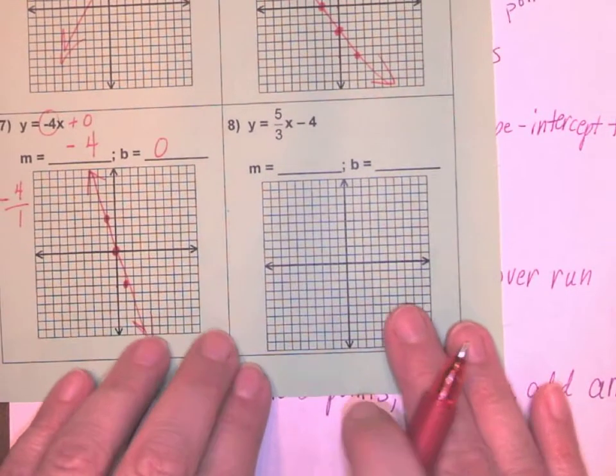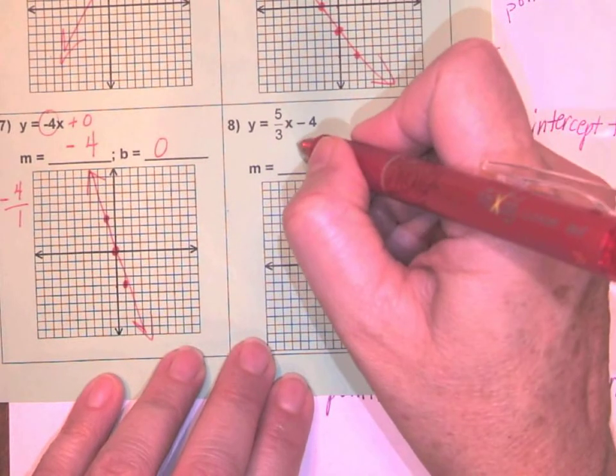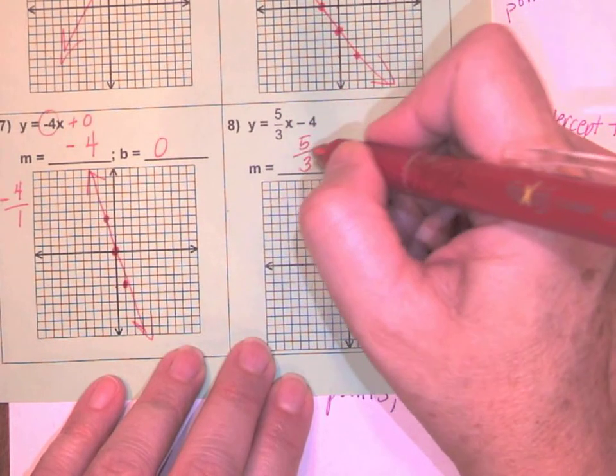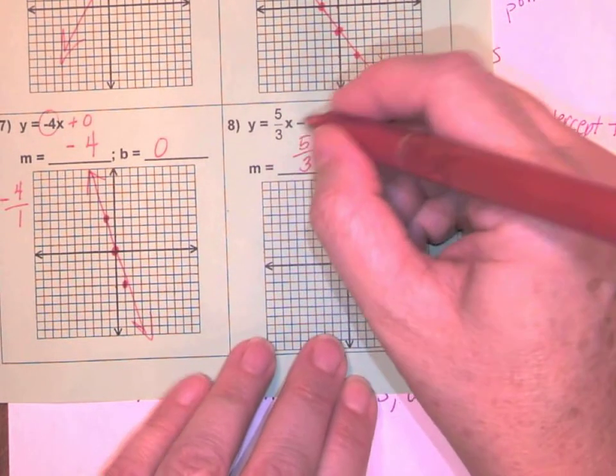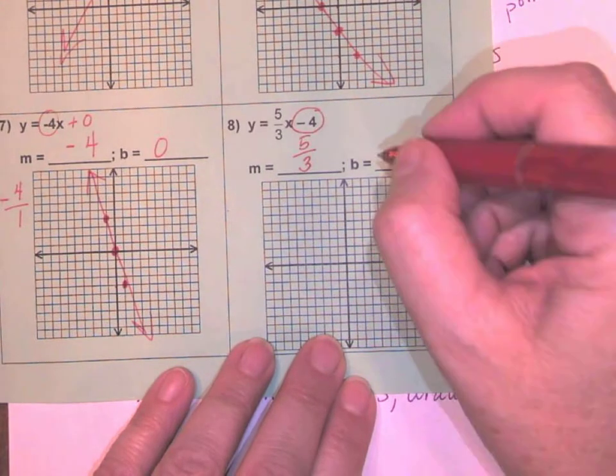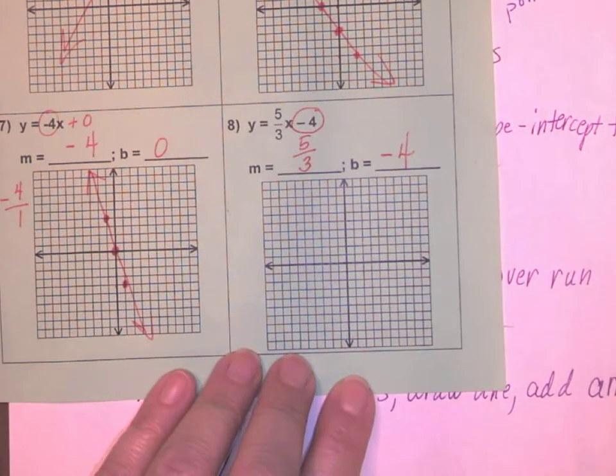Now let's go to the last one. It is in slope-intercept form. My slope's attached to the x, so my slope is 5/3. Don't forget that that minus actually attaches itself to the 4, making it negative.